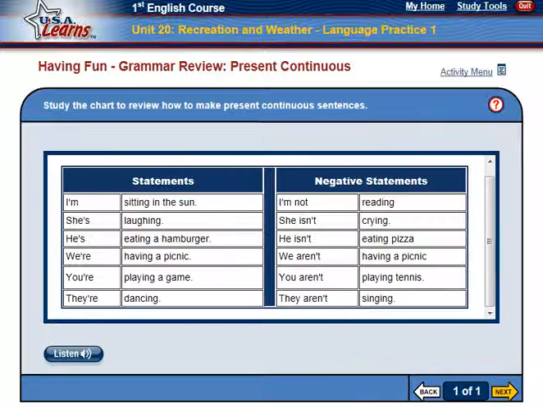Present continuous statements. I'm sitting in the sun. She's laughing. He's eating a hamburger. We're having a picnic. You're playing a game. They're dancing. Negative statements. I'm not reading. She isn't crying. He isn't eating pizza. We aren't having a picnic. You aren't playing tennis. They aren't singing.